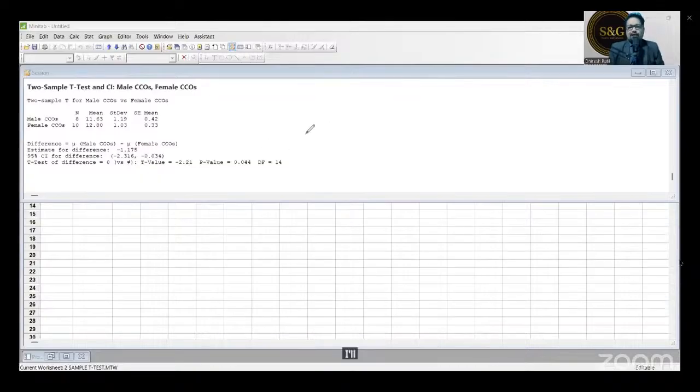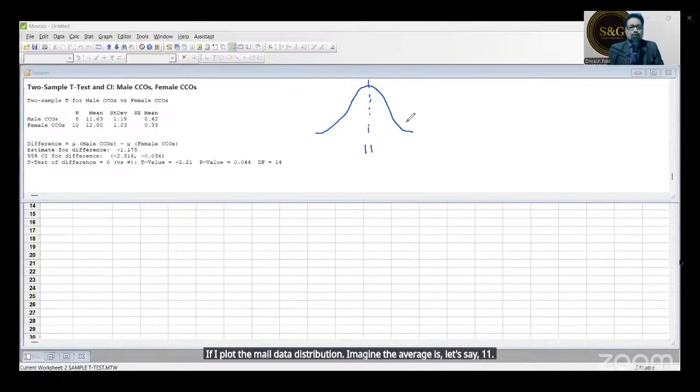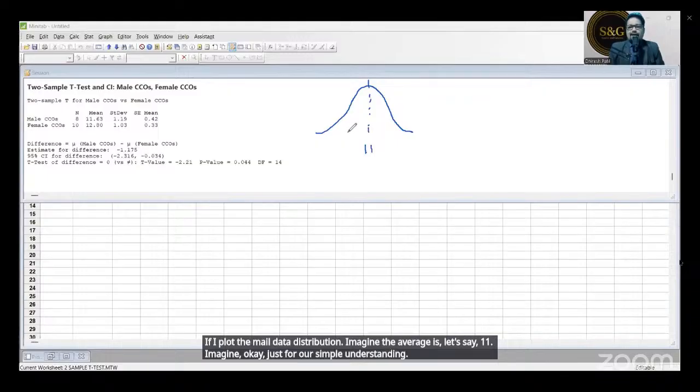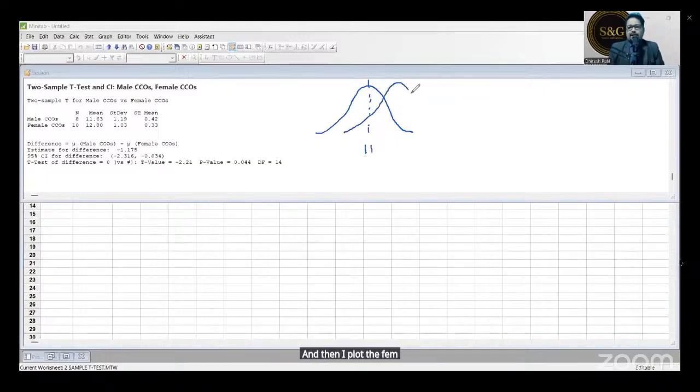I'll give you a graphical representation of this. Let's say, for example, I plot the male data distribution, imagine the average is 11. And then I plot the female data distribution like this. Imagine the average is 12, just for our simple calculation. This is X bar M and this is X bar F, and there is an overlapping area, if you can see here. This overlapping area is nothing but the P value.